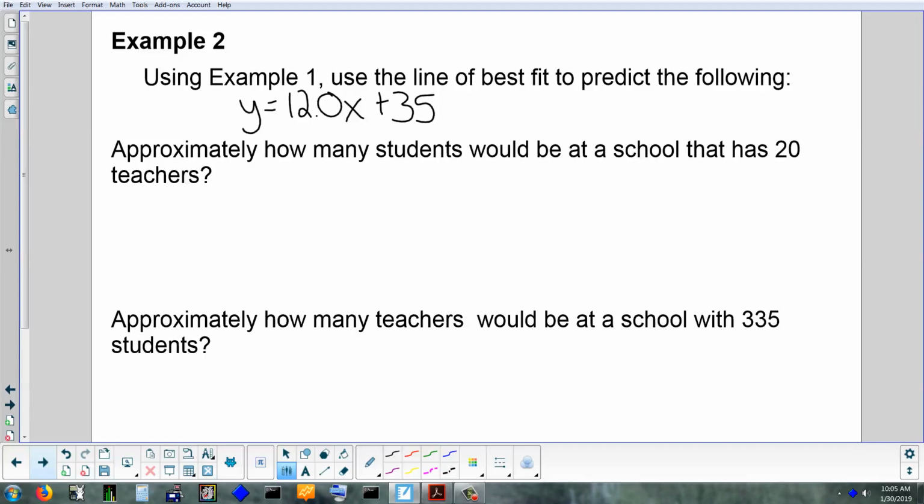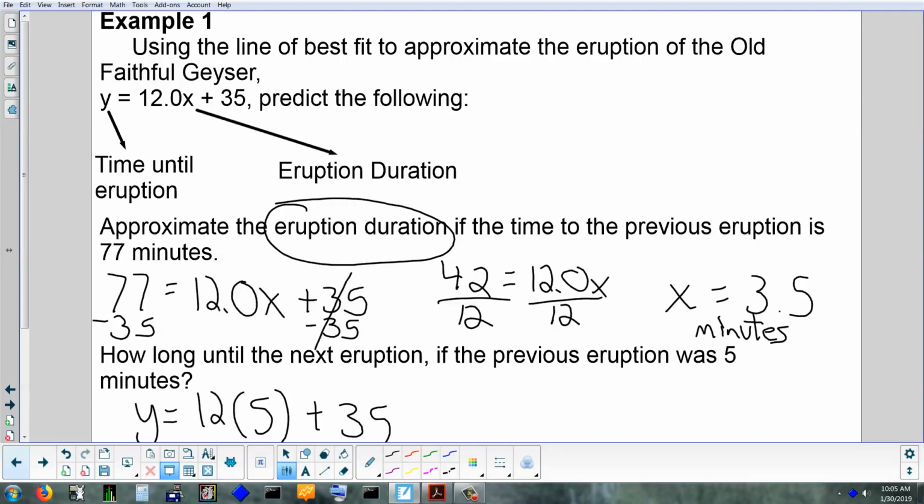So we need to know what that equation represents to know what X and Y are. Okay, so we want to say X is teachers. Where is that formula from? Well, it says use example 1, that line of fit. Can we go back to example 1? So that has to do with number of teachers, or is that for the Old Faithful? This is for Old Faithful, but it says we're using that same line of fit.